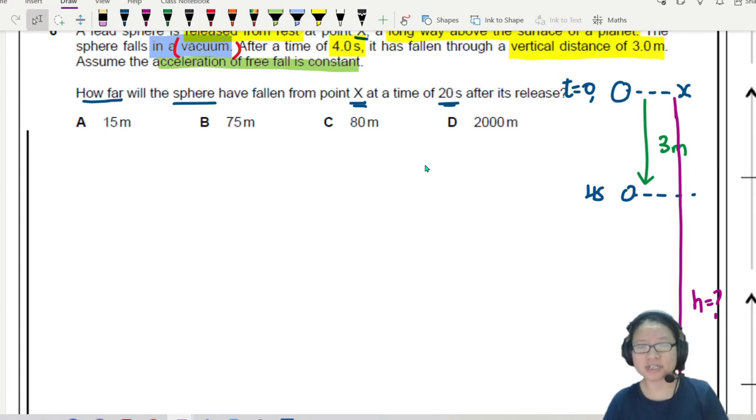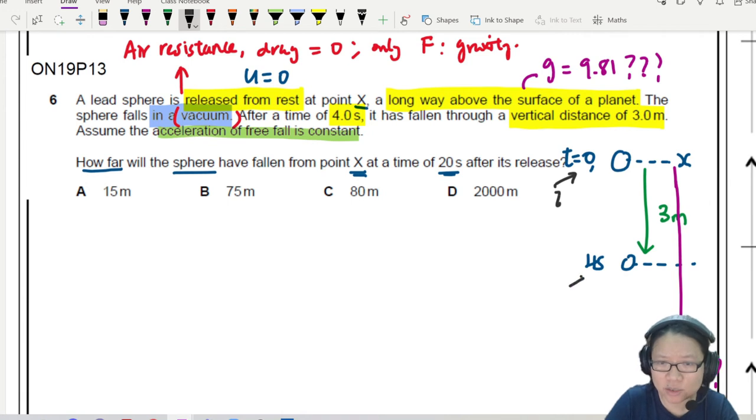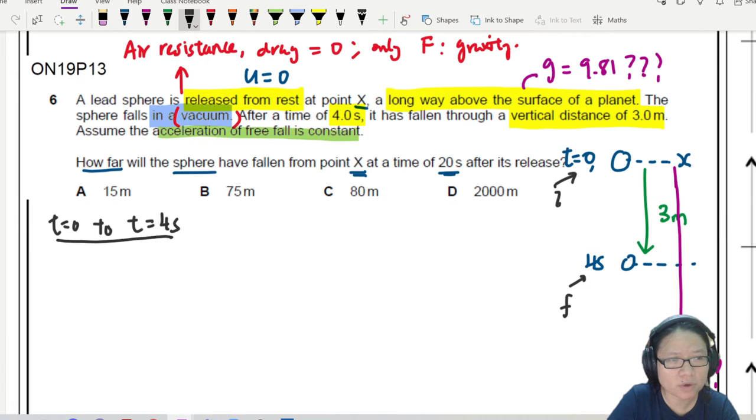I guess first things first, I need to verify: is gravity 9.81? So obviously, I'm going to use the initial and final states where I have more information about. So I'm going to quote t equal to 0 as initial and t equal to 4 as final. Okay, so I'll write here from t equal to 0 to t is equal to 4 seconds.